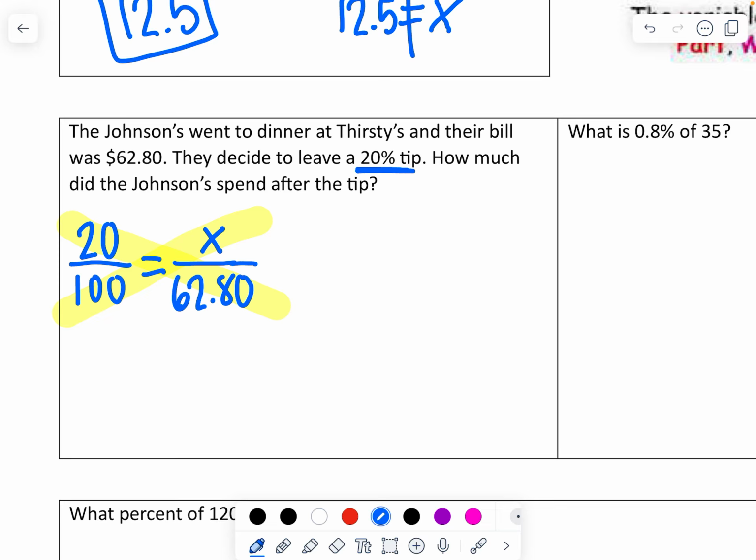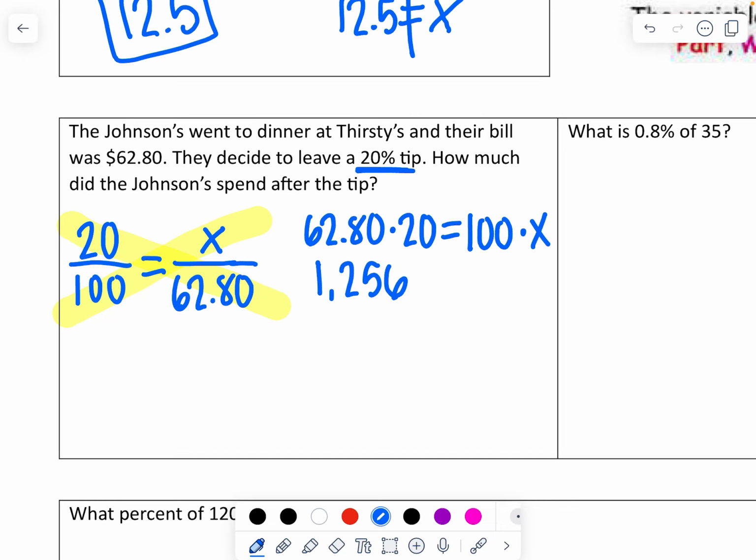So multiply diagonally when you set it up. So we get $62.80 times 20 equals 100 times X. You're going to multiply $62.80 times 20. And you should get 1,256 equals 100 times X.